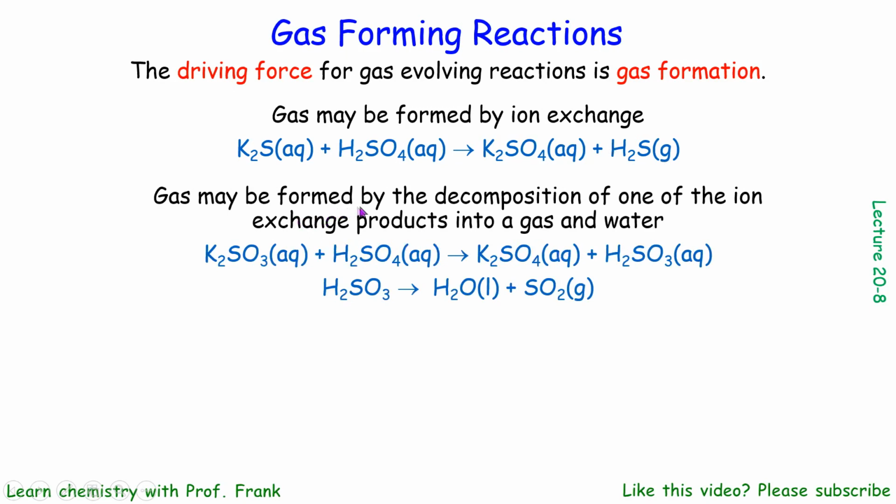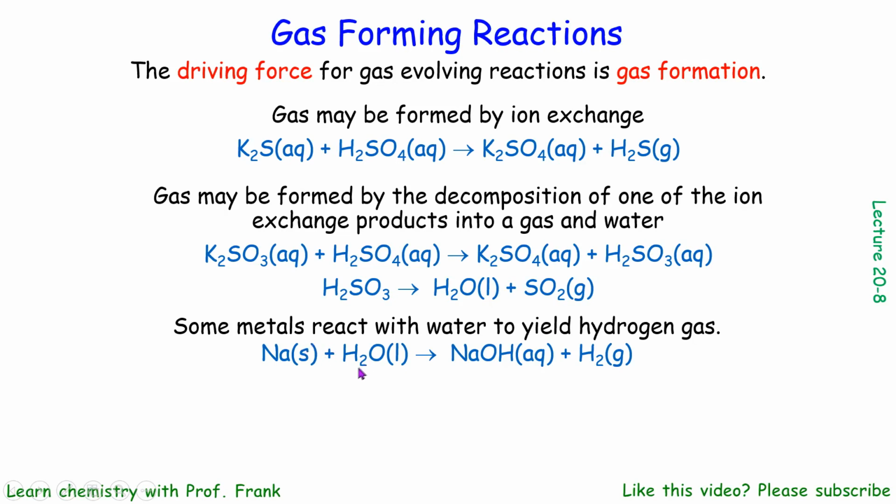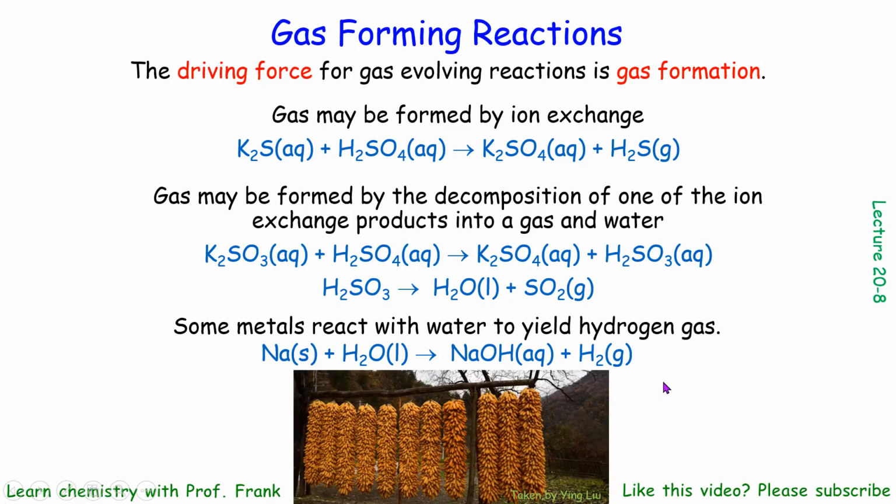Gas can also be formed by the decomposition of one of the ion exchange products. Okay, so you see this reaction yields a product of sulfurous acid, which further breaks down to water and sulfur dioxide. That's a gas. And also some metals, when they react with water, like sodium reacting with water, form hydrogen gas. They are all different types of gas formation reactions.